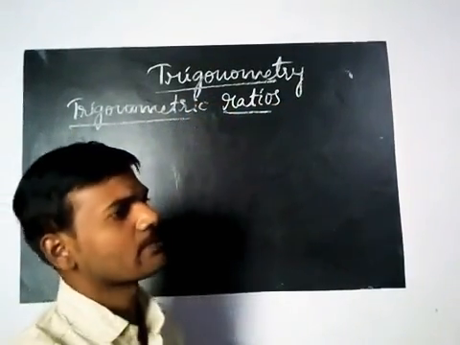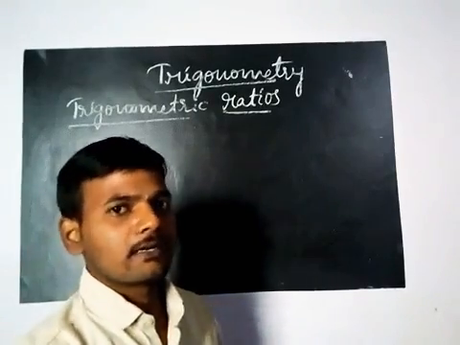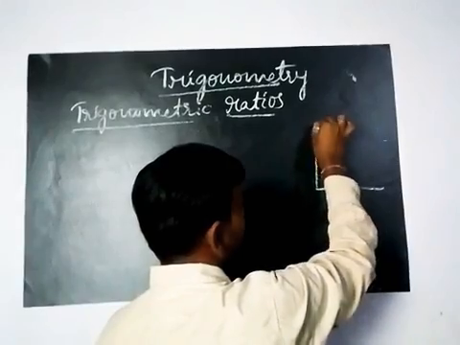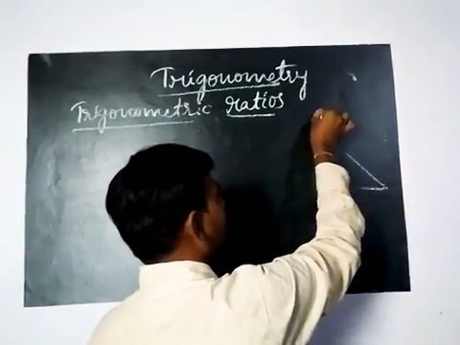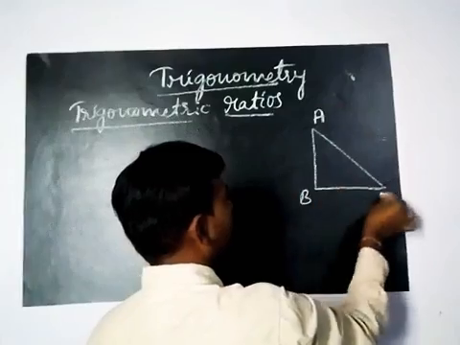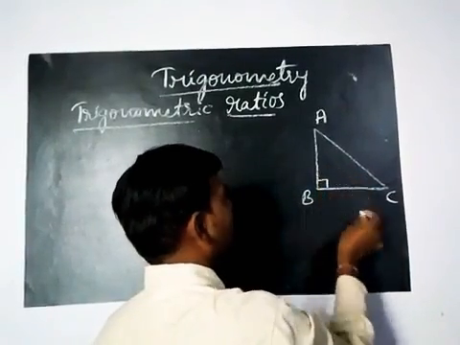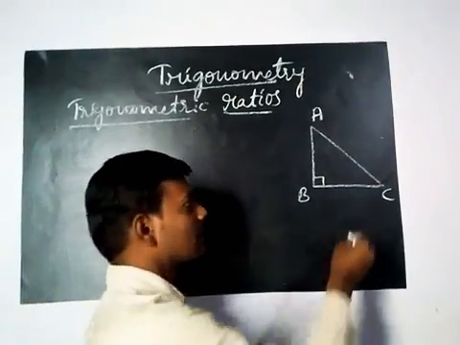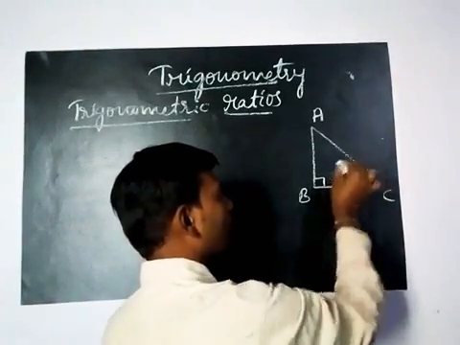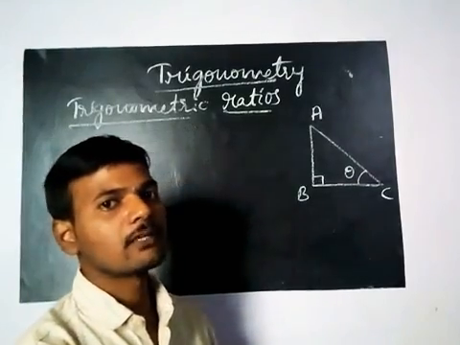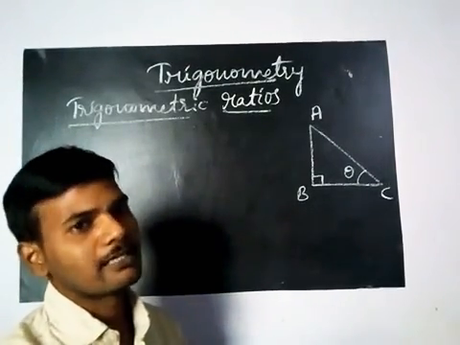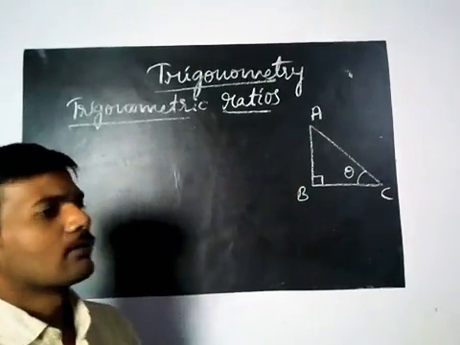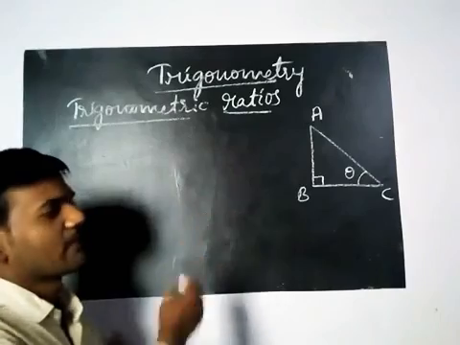Trigonometric ratios. So firstly, consider a right triangle. Let me mark any one of these angles as theta. As related to the angle theta, we are going to name the sides. So now we are going to consider the possible ratios for the given triangle.